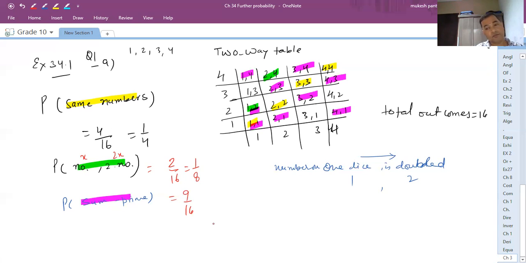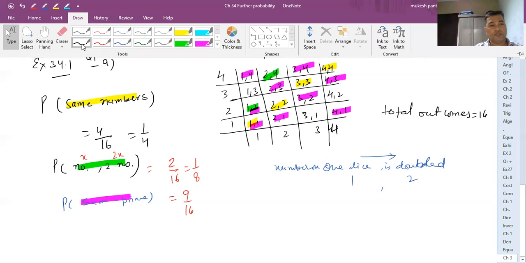Let's study the tree diagram now. Okay, so let's move to the next. What is a tree diagram?